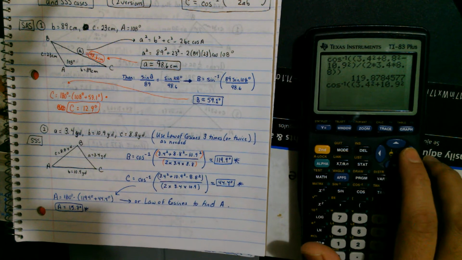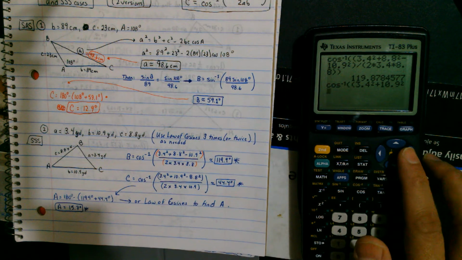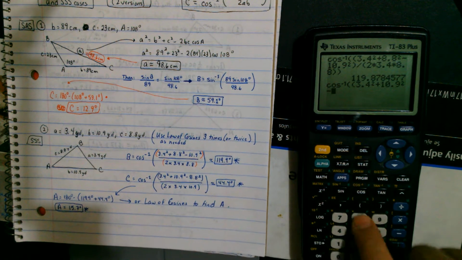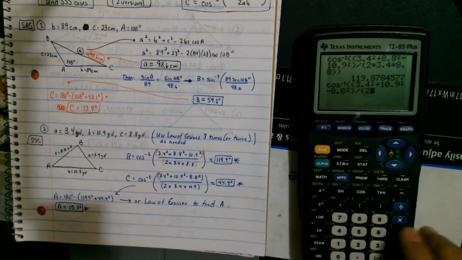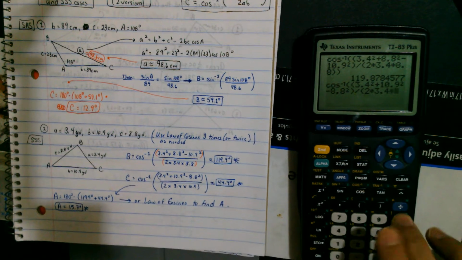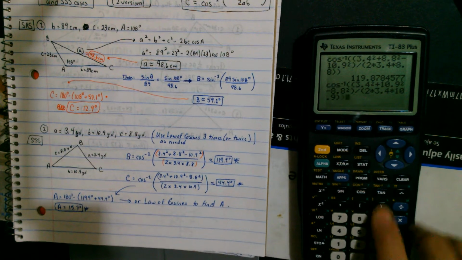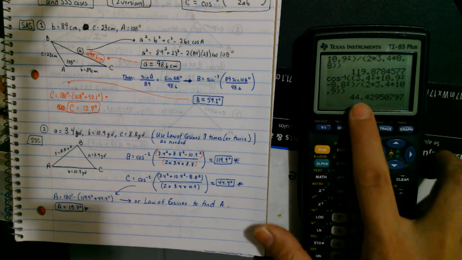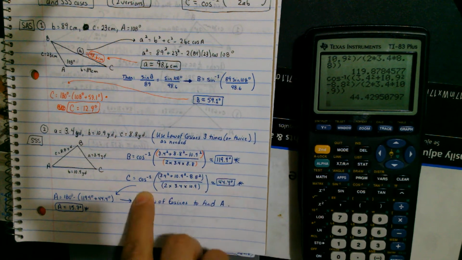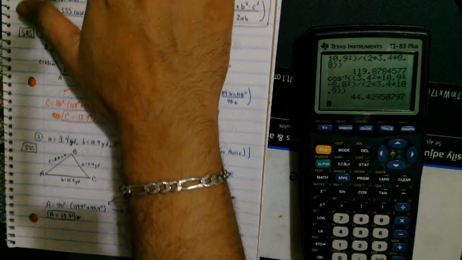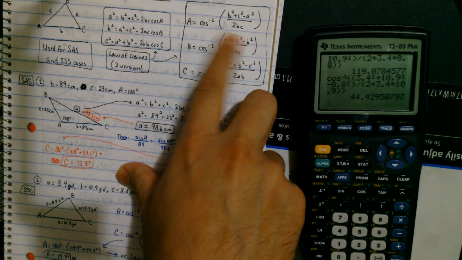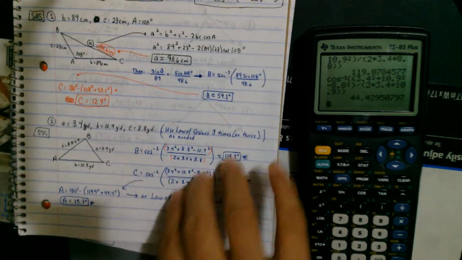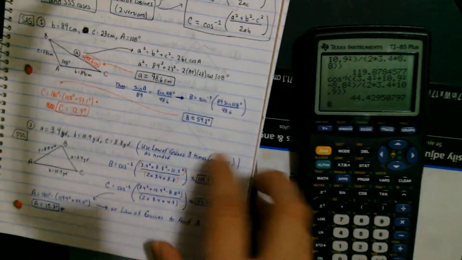3.4 squared plus 10.9 squared, minus 8.8 squared. Close parentheses divided by parentheses 2 times 3.4 times 10.9. Close parentheses twice. About 44.4, more or less. And if we did the same formula for A over here, the law of cosines, you'd probably get about 15.7, or pretty close.